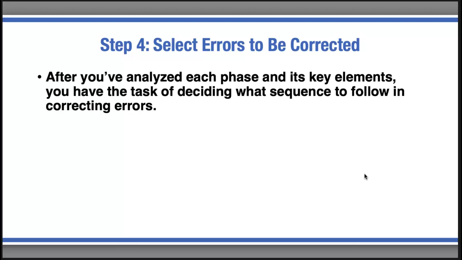Then comes the hardest part, I think. You have to select what needs to be fixed first. Because you'll be able to look at each one of those sequences and say, that's wrong, that's wrong, that's wrong. And you probably have a list in your head of six or seven things that are going wrong in that, I'm going to say, jump shot or golf swing. Now you have to pick which one is the first thing to fix.